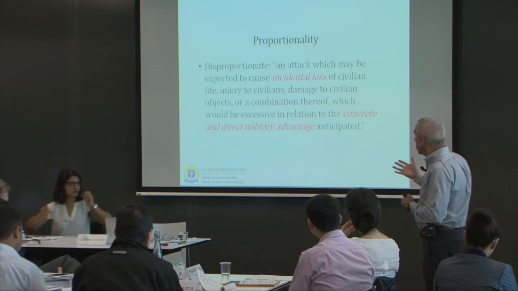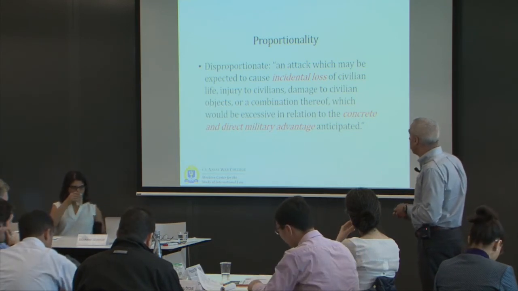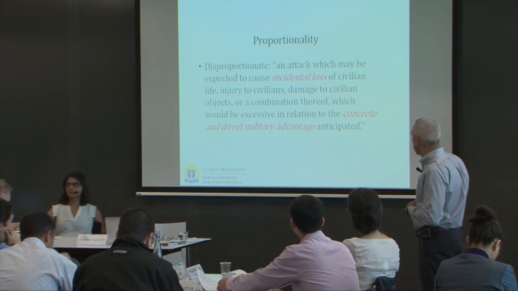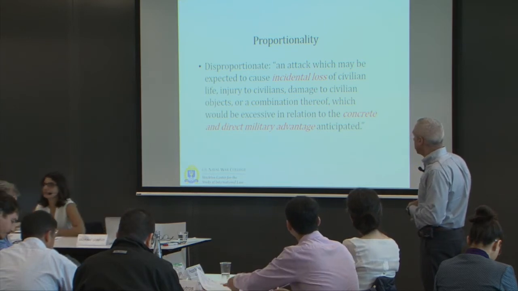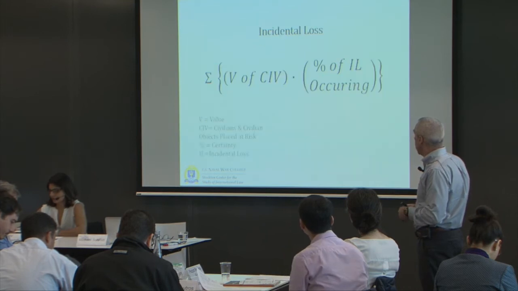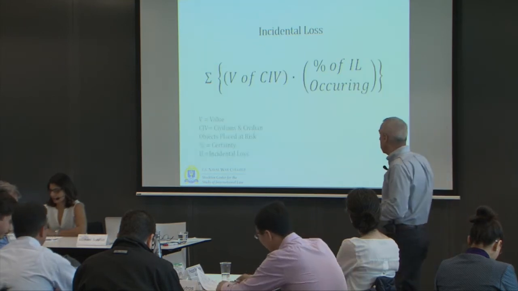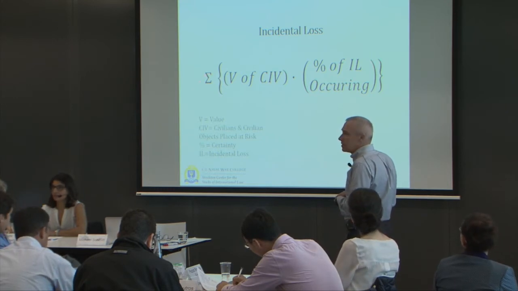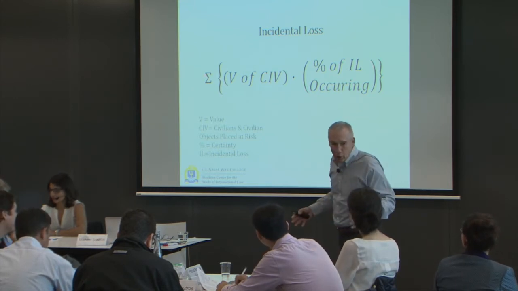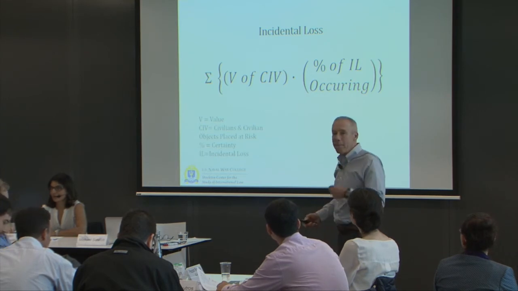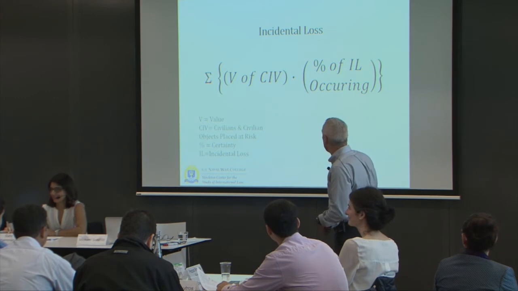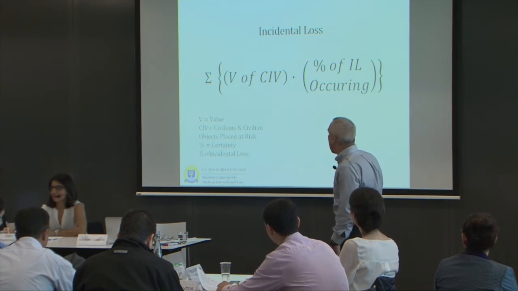Now, proportionality, I've already mentioned it. What you're looking for here is incidental loss and concrete indirect military advantage. So let me wow you with incidental loss. Mike taught me that this symbol is the symbol for sum. I didn't know that, okay? I took math for non-math majors in college, so I'm learning a lot here. That means sum, this means add it all up.